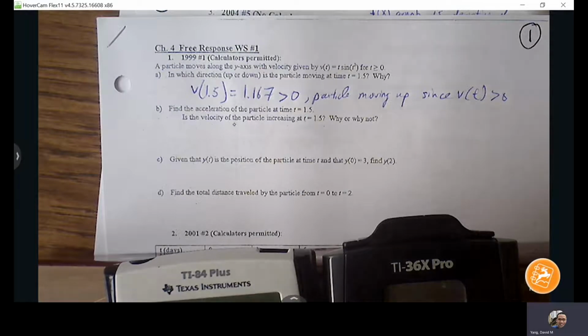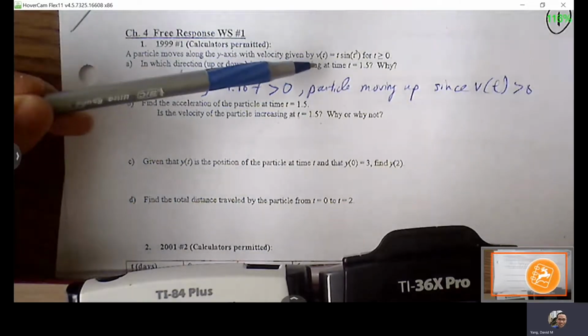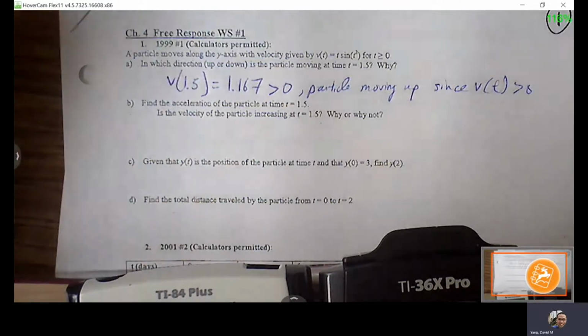Okay, part B, find the acceleration. What's the relationship between acceleration and velocity? Acceleration is the what of velocity? Derivative, right? So we can find the derivative of velocity and then plug in 1.5.